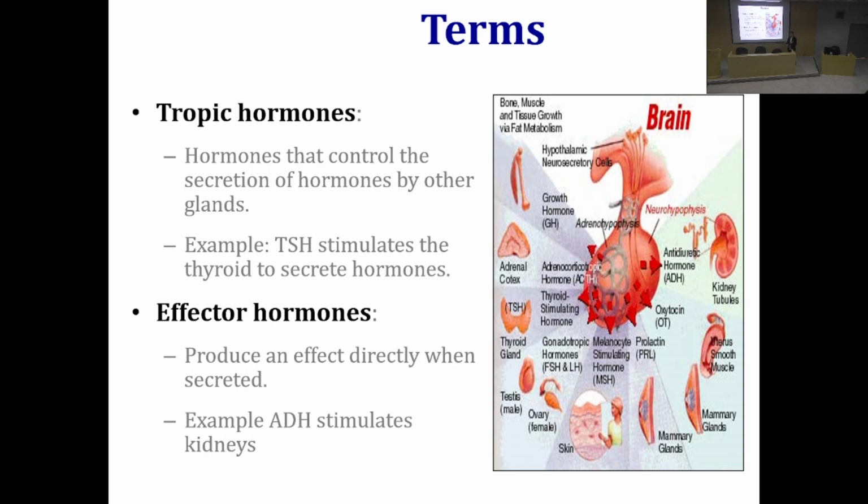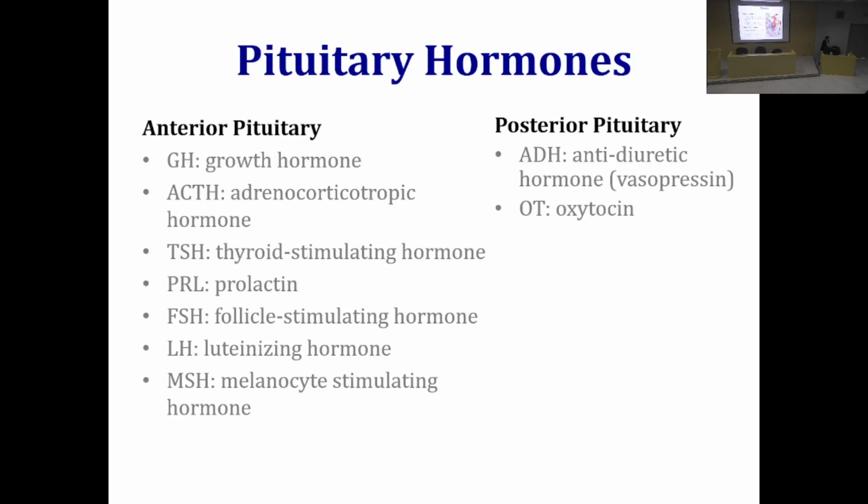So tropic, trophic, and then you have the effector hormones. The best examples would be prolactin and ADH. All these will produce an effect immediately. So they go to a target organ and produce an effect. There's no mediator. Just some terminology, really nothing too complicated here. So just to remind you of the posterior pituitary hormones, your ADH, your oxytocin, and then the rest fall under the anterior pituitary hormones.